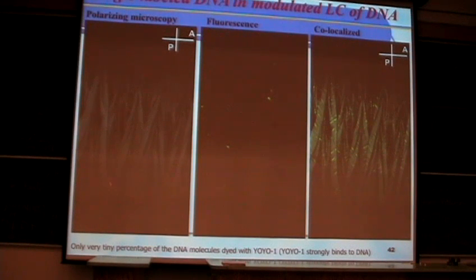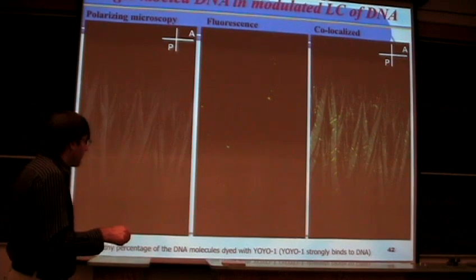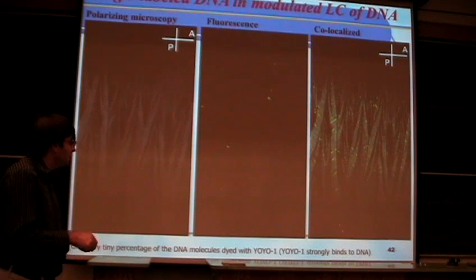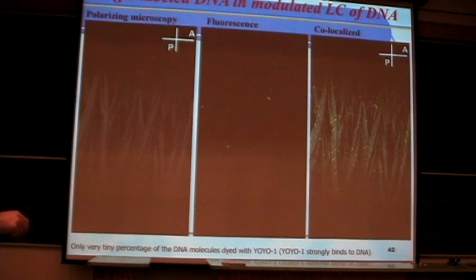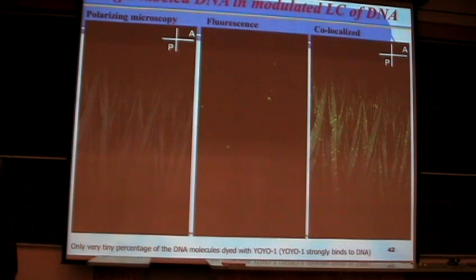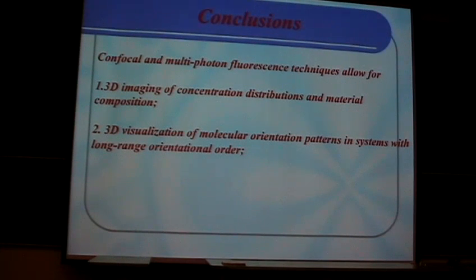And then if we colocalize a regular polarizing microscopy image with the fluorescence image shown in here, we realize that the individual thin stripes on this texture have signals of fluorescence corresponding to individual single DNA molecules. And so, using this approach, one can also visualize the complex orientation patterns in the liquid crystal sample of DNA.